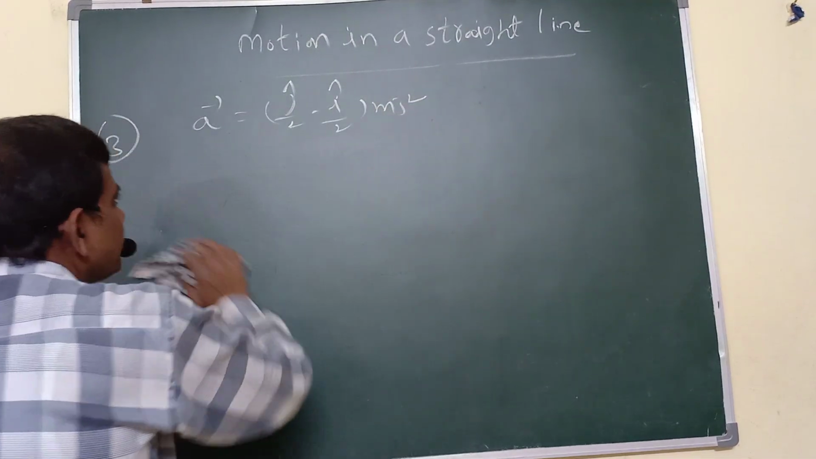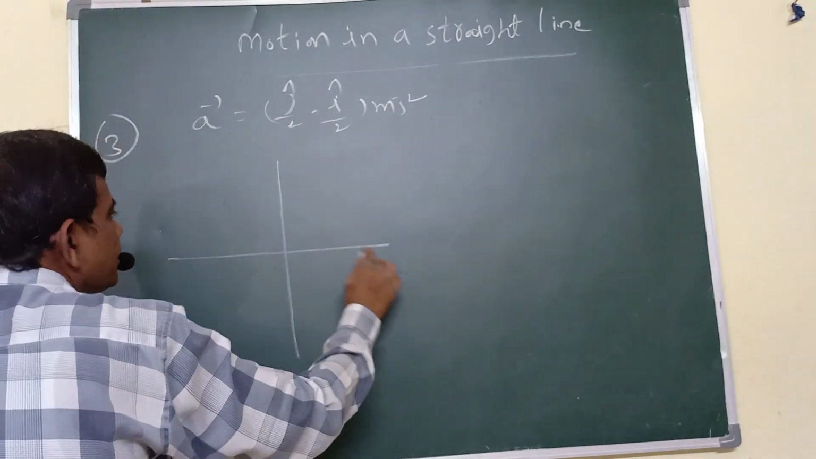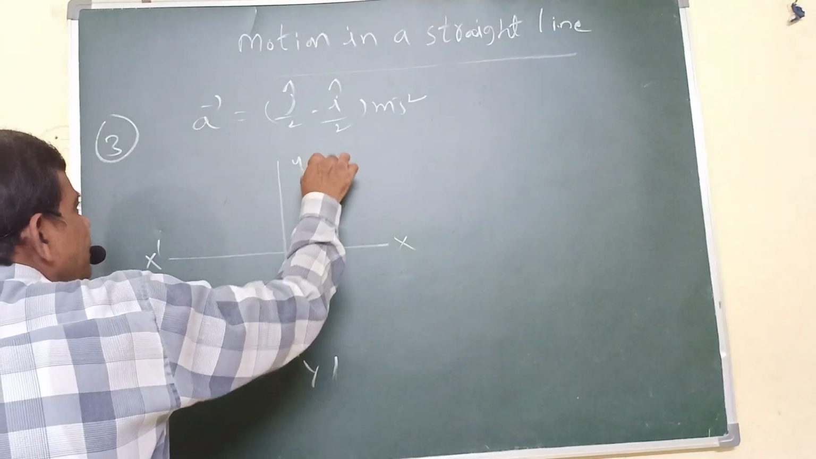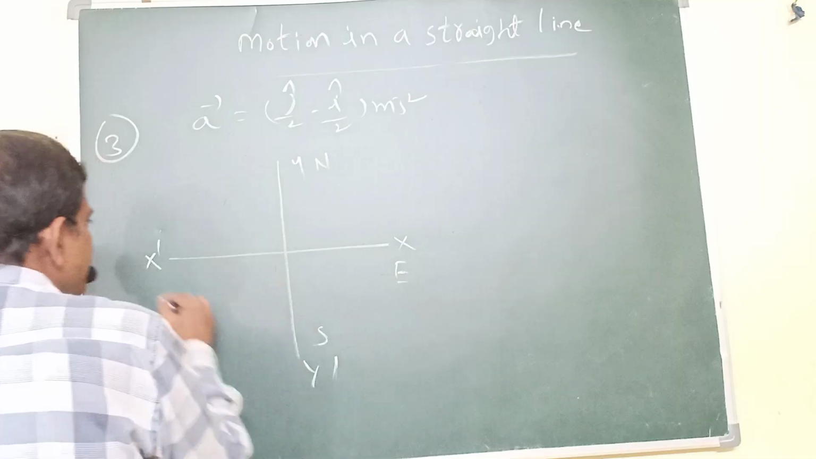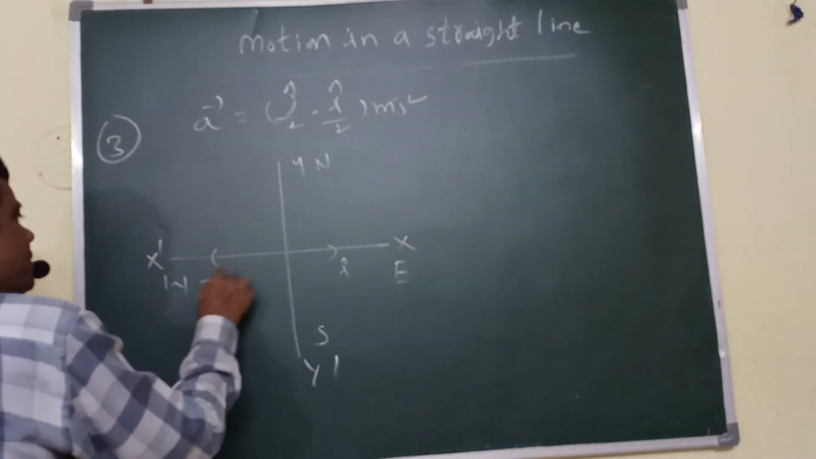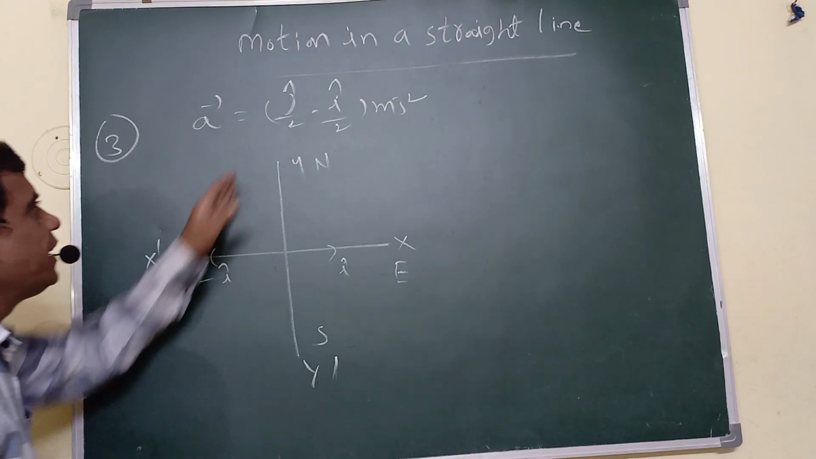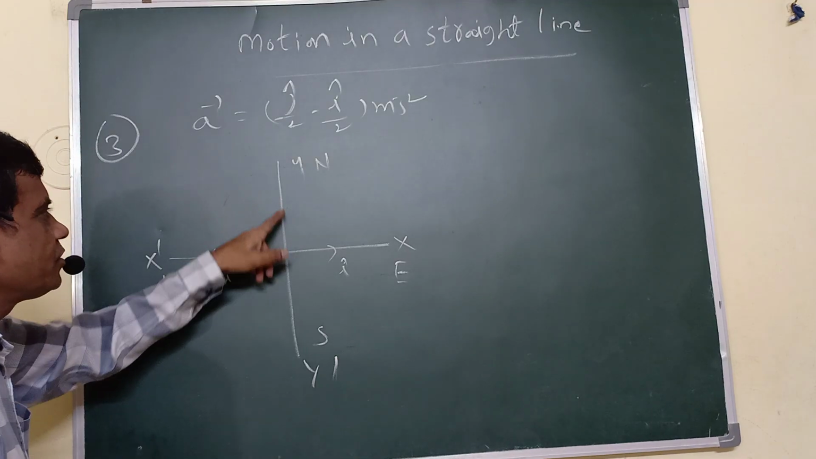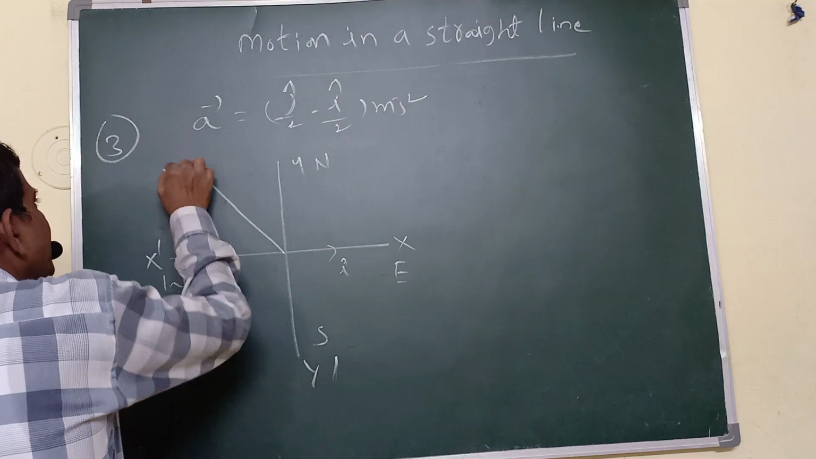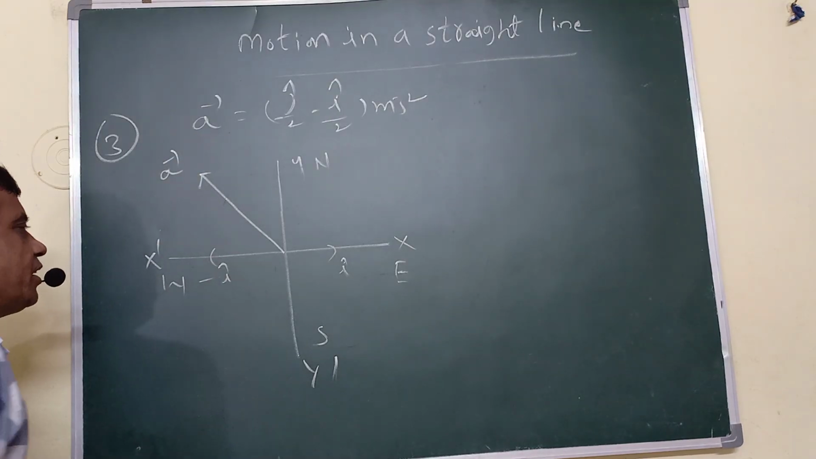So here you take this is x and this is x dash and this is y and this is y dash, like north, south, east, west. This is i. This is minus i. So minus i means here it comes. Again plus j. Plus j means here it comes. So this acceleration vector is coming in the second quadrant. So in this, the acceleration A is coming. Now I want to find the theta.